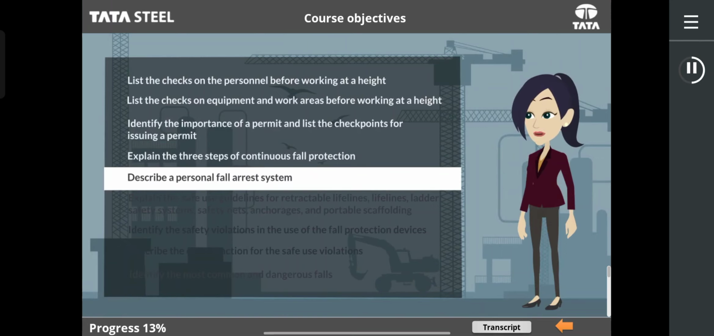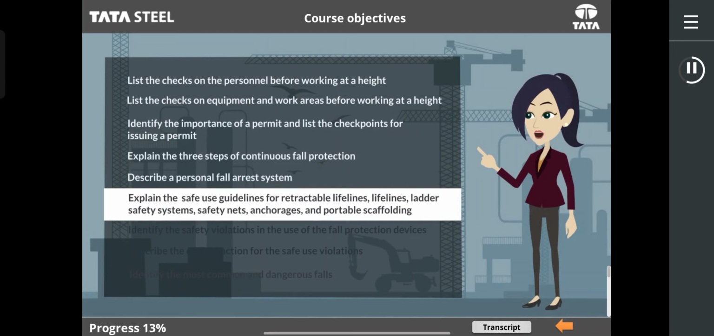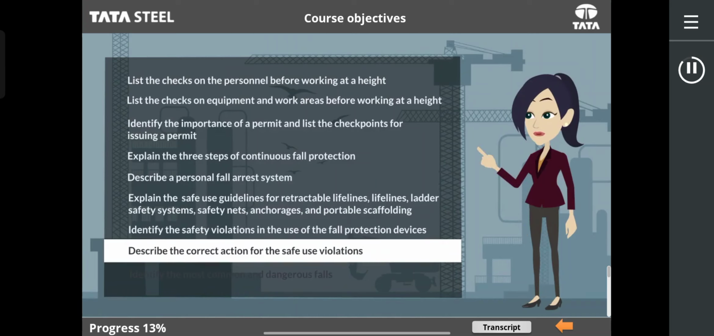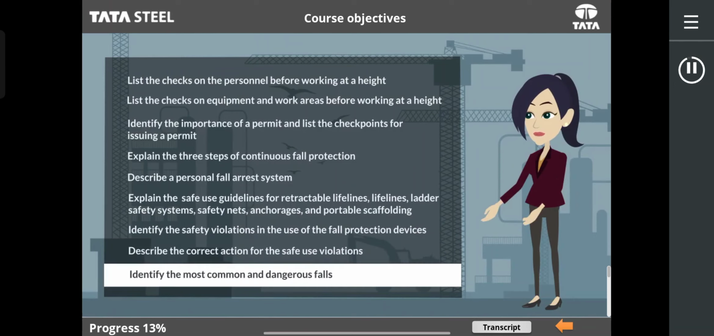describe a personal fall arrest system, explain the safe use guidelines for retractable lifelines, ladder safety systems, safety nets, anchorages, and portable scaffolding. Identify the safety violations in the use of the fall protection devices. Describe the correct action for the safe use violations. Identify the most common and dangerous falls.